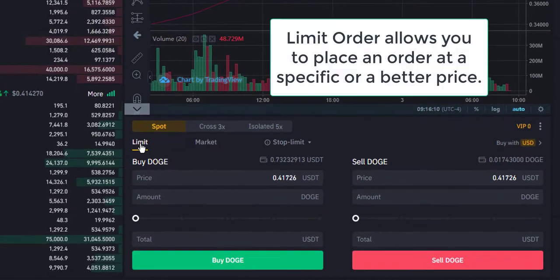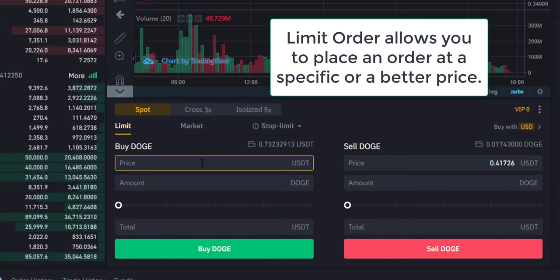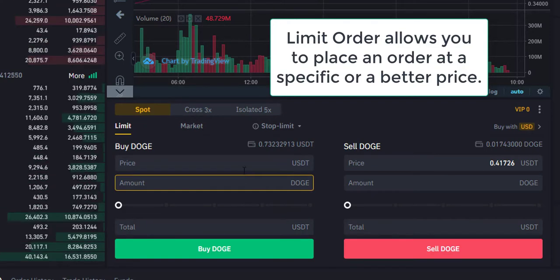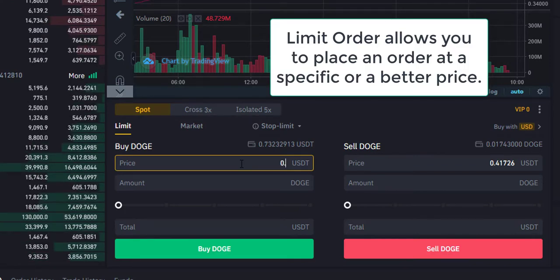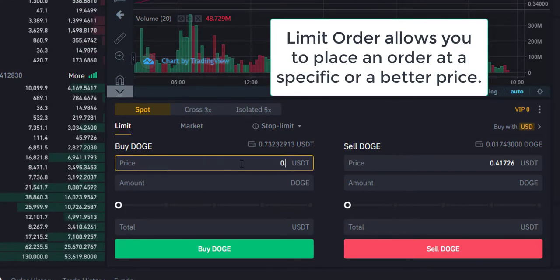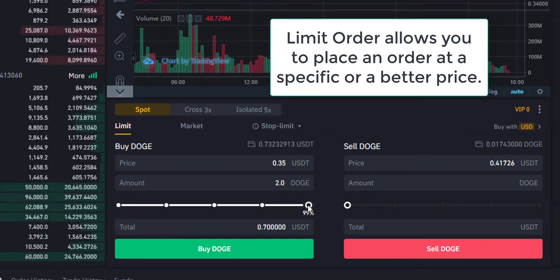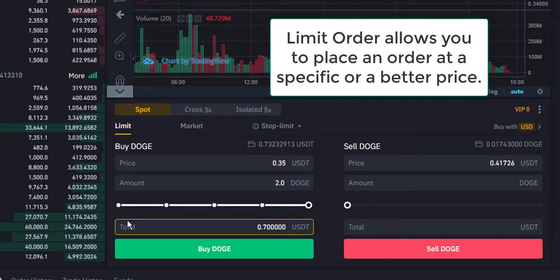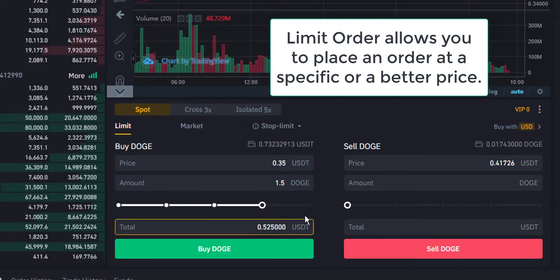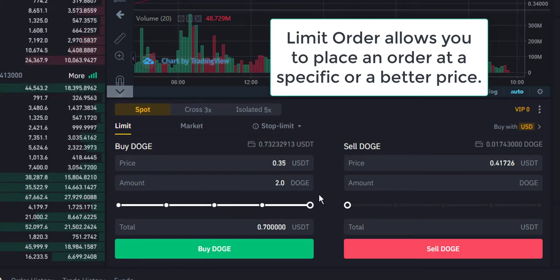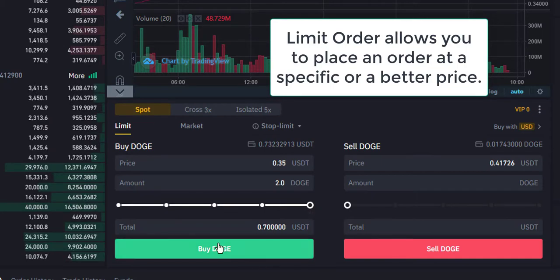I like something called limit. Let's say I want to buy Doge. I do spot, and here I can pick the price of Doge. We can see Doge is around 0.41, so let's say 0.35, and then I put in the amount that I could buy. I could buy 2 Doge, that's my max amount. This shows you 25% of my money, 50%, 75%, or 100%. So I could buy 2 Doge if it went down to 0.35, and then click on buy, and it would purchase it.